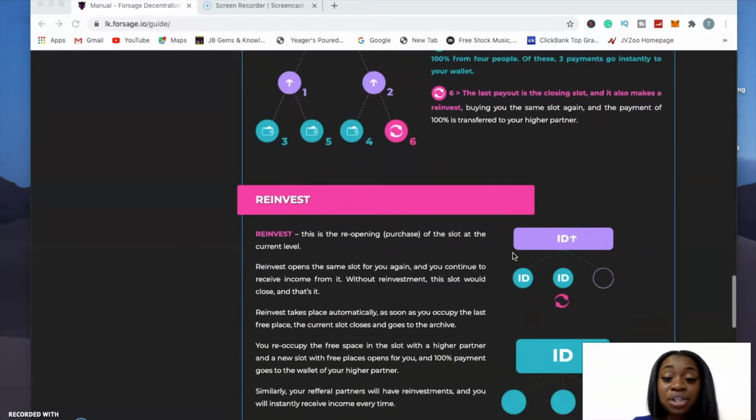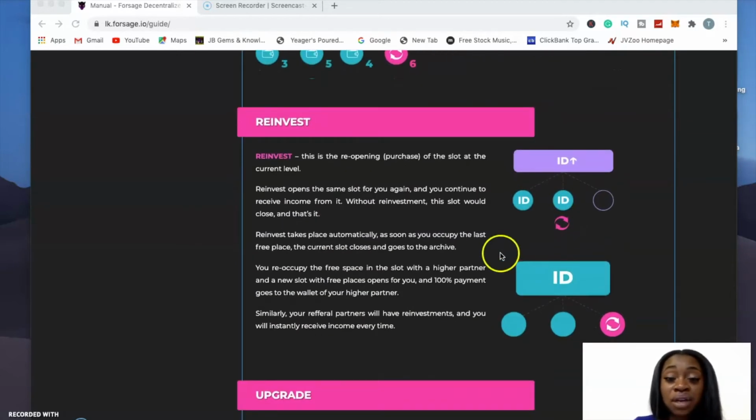Now I know I mentioned reinvest in the X3 video, but since we're mentioning reinvest again, I'm just going to go over reinvest as well because it is still a part of X4. So it says reinvest. This is the reopening purchase of the slot at the current level. Reinvest opens the same slot for you again, and you continue to receive income from it. Without reinvestment, the slot would close, and that's it.